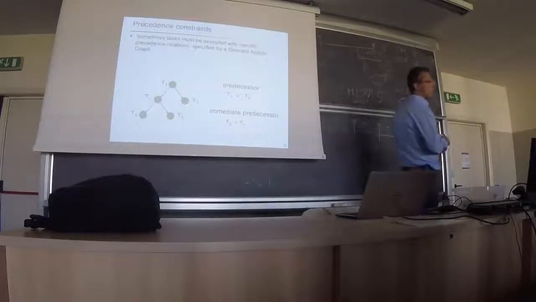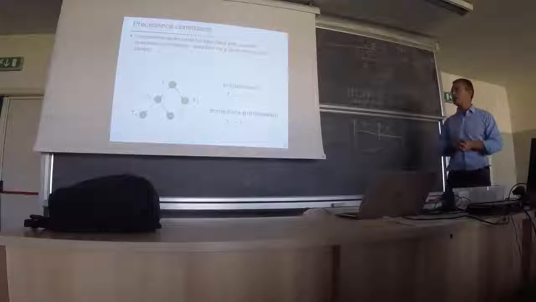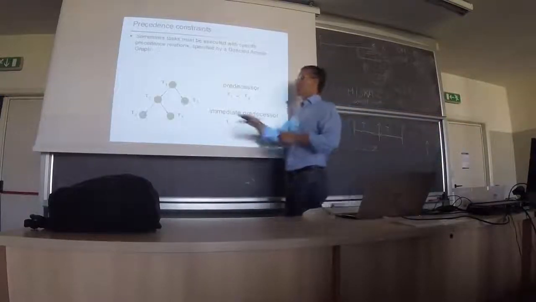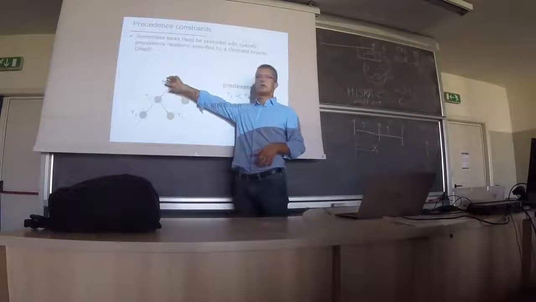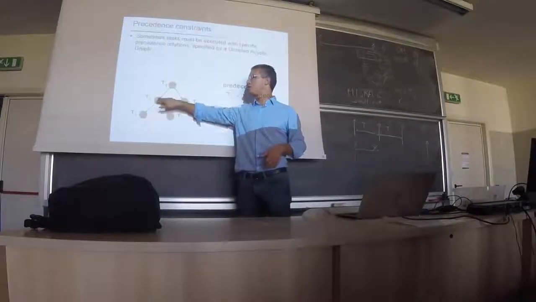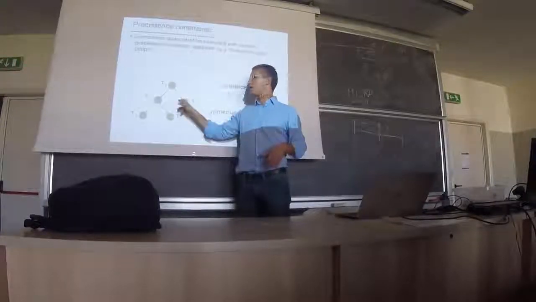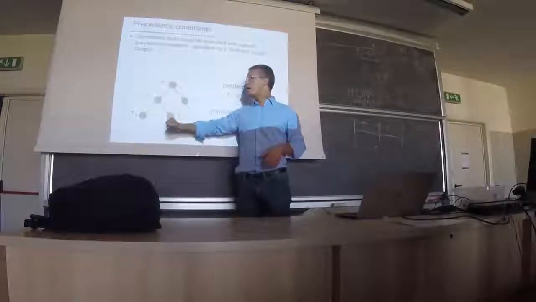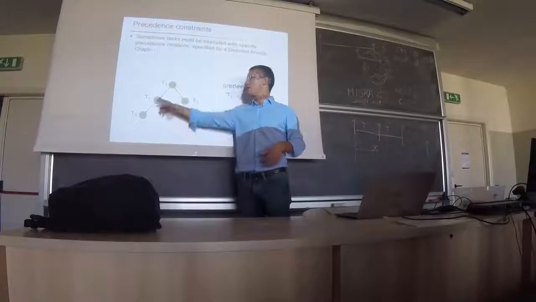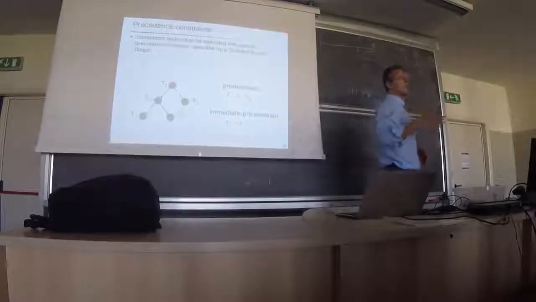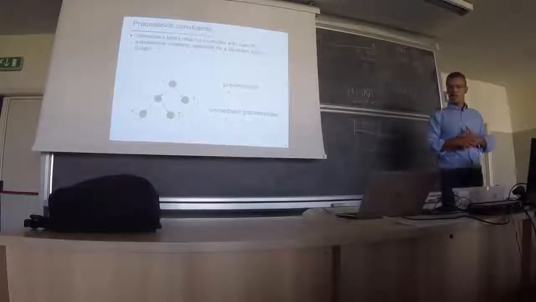An example of precedence constraints, like the exercise that we did: we may have a task that should execute before anything of tau 2 and tau 3 starts. So this one can only start after this one finished. And this one can start only after tau 2 finished. These are typically precedence constraints.